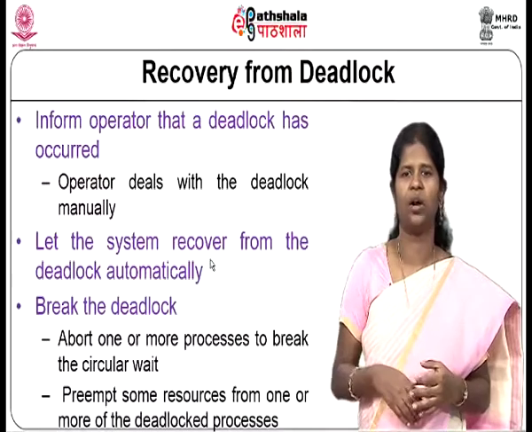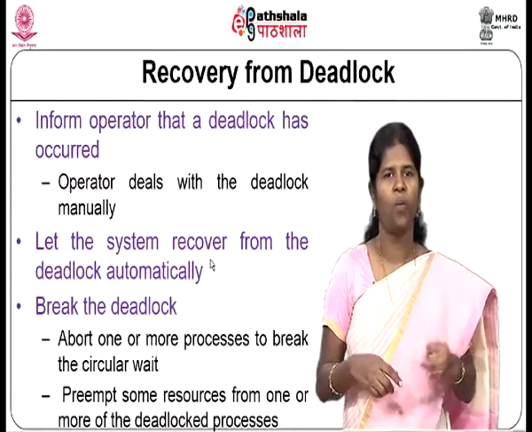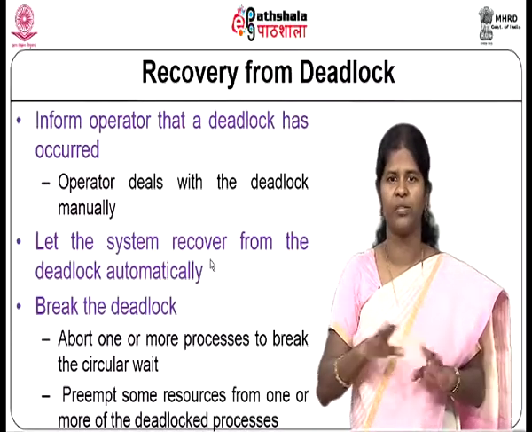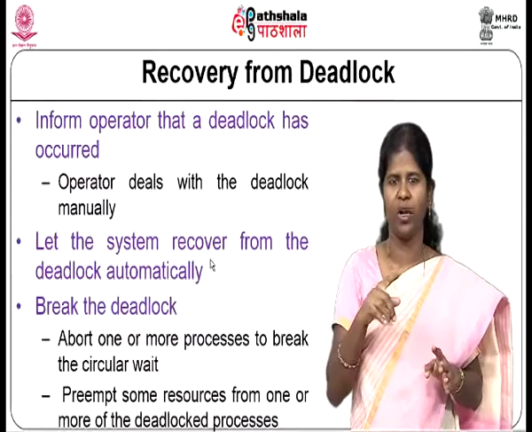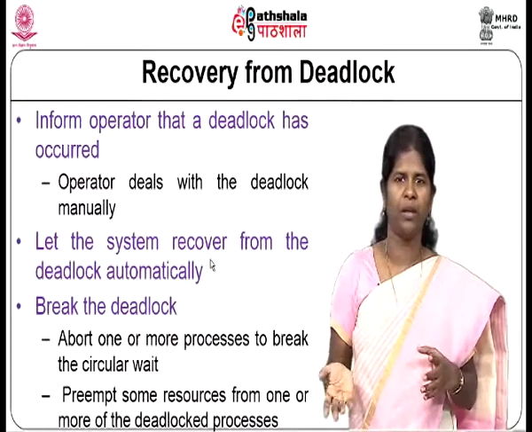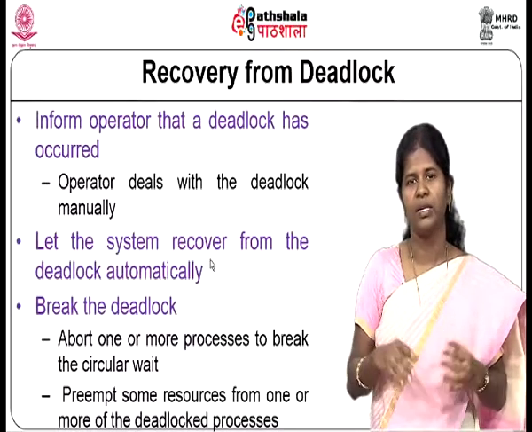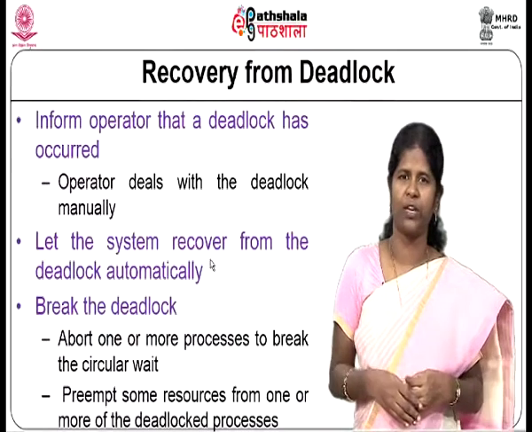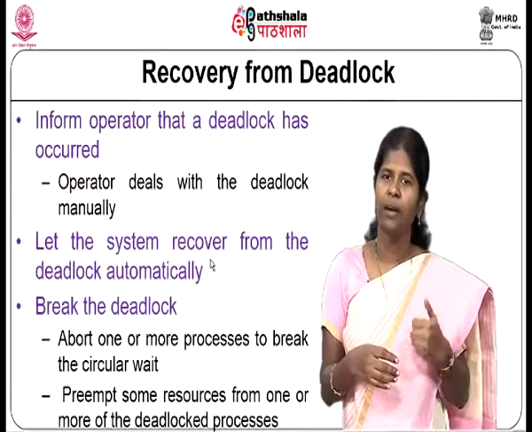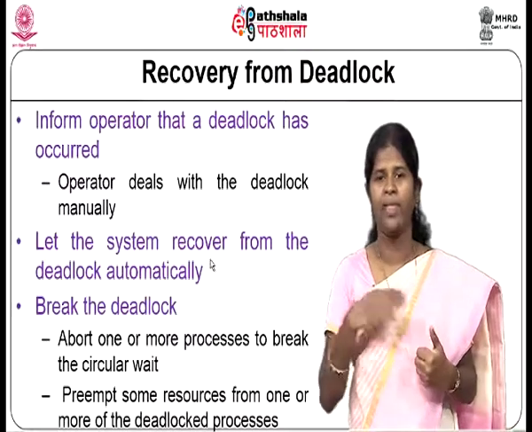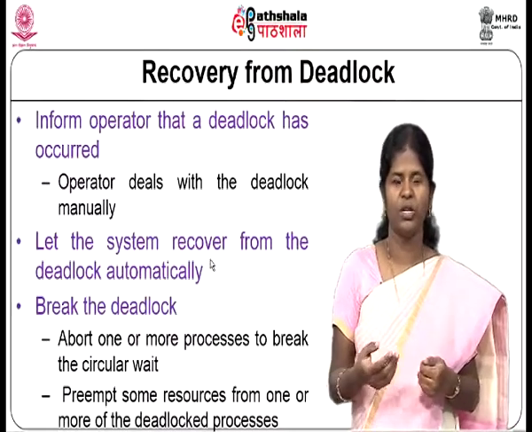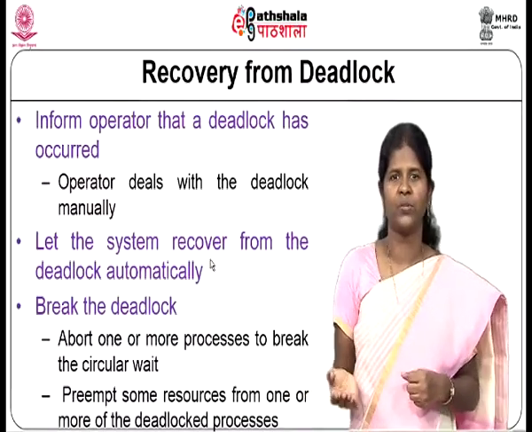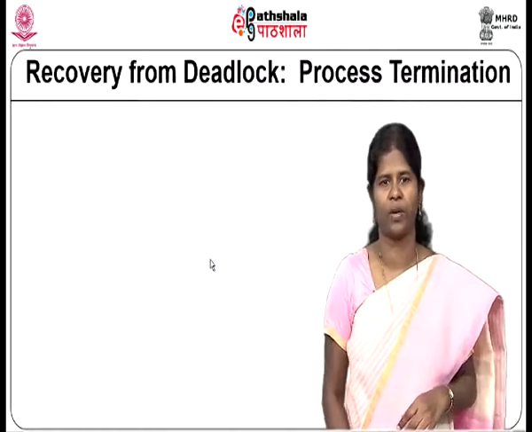For breaking the deadlock, there are two ways in which you can do it. One is to abort or kill one or more processes, so that the circular wait will be broken. Processes involved in the circular wait, one or more can be removed, and hence there will be no deadlock. The second way is to preempt some resources from one or more of the deadlocked processes. The deadlocked processes are holding some resources and they are waiting for more resources. So, you can preempt the resources from the deadlocked processes and give them to the processes which need them, so that the deadlock can be broken.